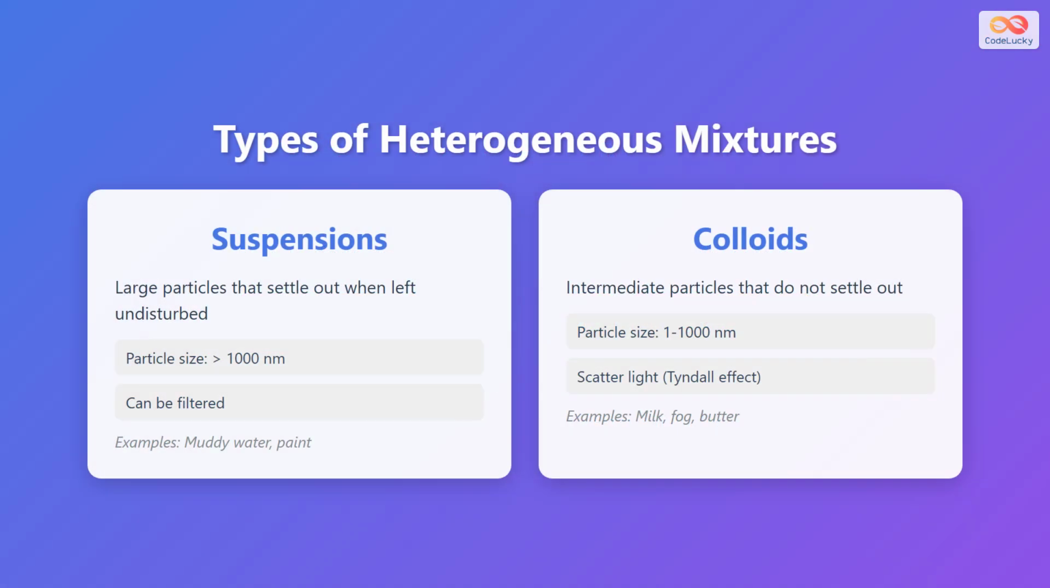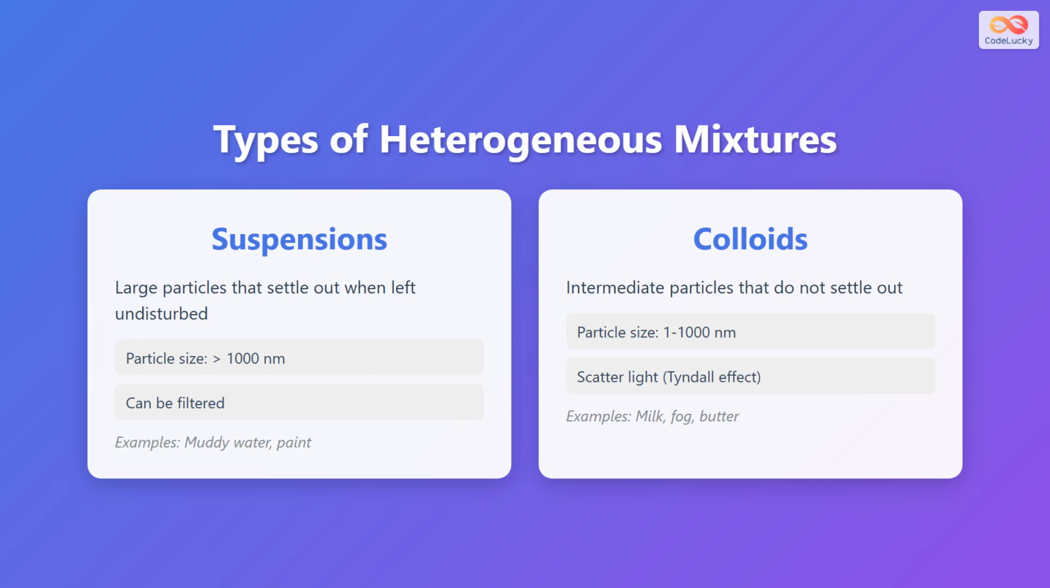Heterogeneous mixtures can be further classified into two main types based on particle size. First, we have suspensions. These contain large particles greater than 1,000 nanometers in size. These particles are so large that they will settle out when the mixture is left undisturbed. Suspensions can be separated using a filter. Examples include muddy water and paint.